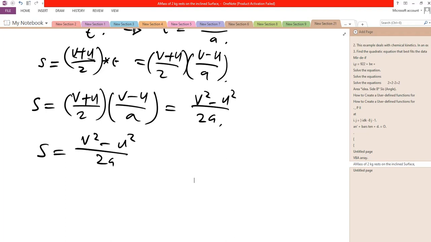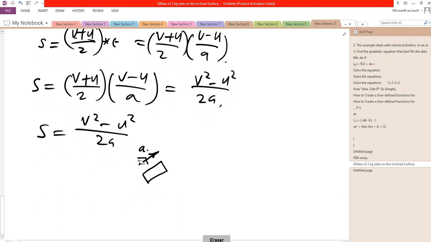So now, since the thread is cut, the free body diagram of that mass on the inclined plane will change. So this tension here will not be there again. Now the body is moving up the hill with a deceleration. It's moving up the hill with a deceleration.